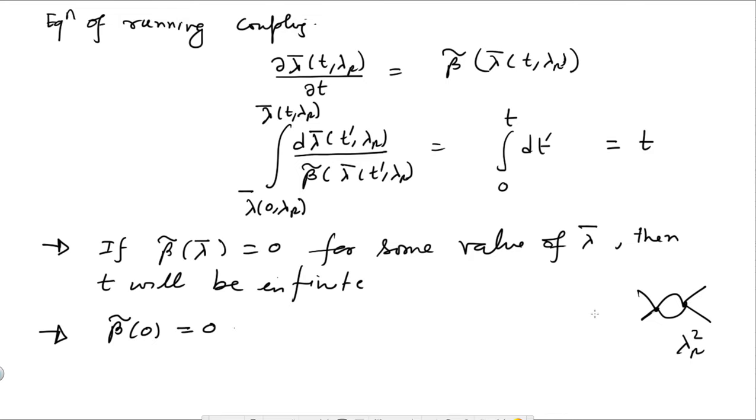There is no way you generate a constant term, right? Because these diagrams always come with the overall factors of lambda to the something. So beta tilde will be 0 at the origin. The other way you can say this is that if you put all the couplings to 0, then the beta function will be just 0, because there are no corrections now.